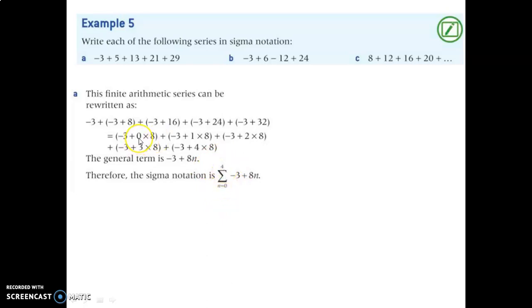So in this case, first n value is 0, next n value is 1, next n value is 2, and you can see it goes all the way to 4. Alternatively, you could have used n minus 1 here, and then this would be then 1 through 5. So you might want to write that down.